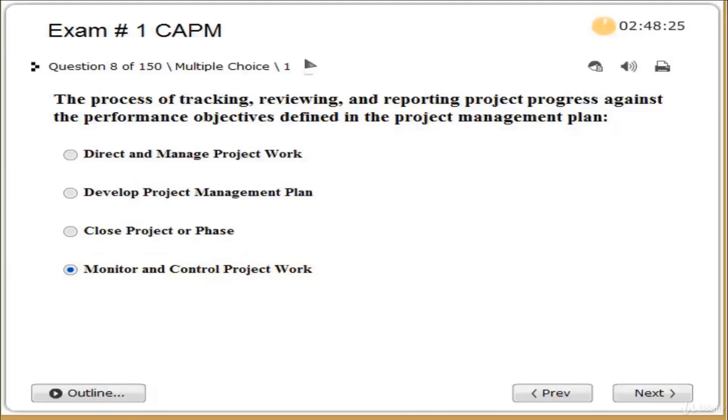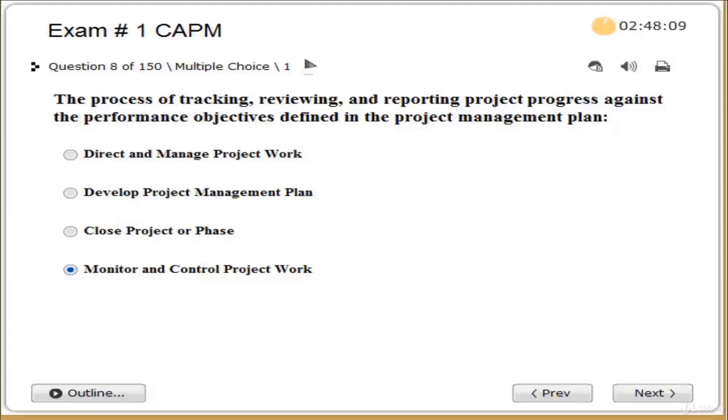Correct answer is option D. Monitor and control project work is the process of tracking, reviewing, and reporting project progress against the performance objectives defined in the project management plan.